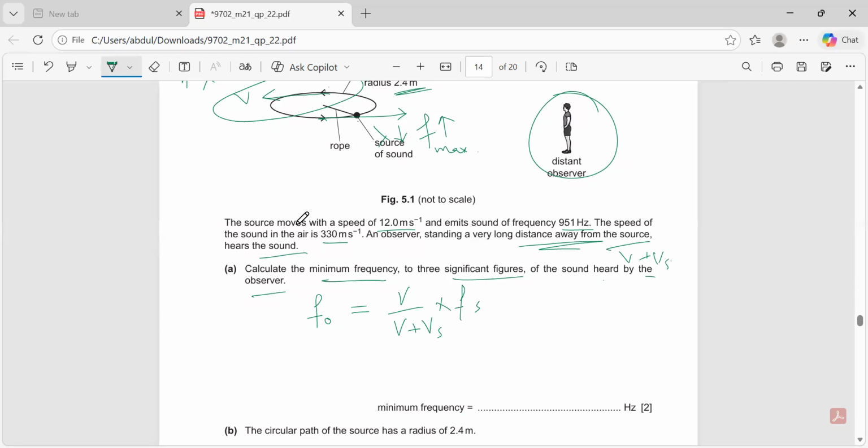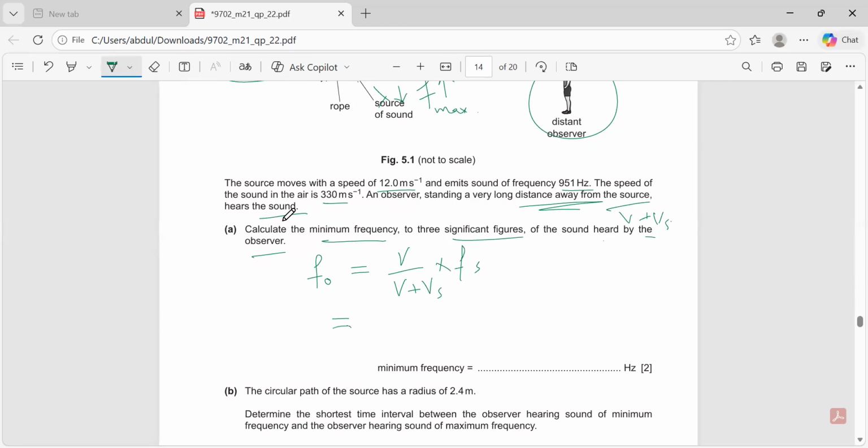So my dear, let's just place the values to get our answer. See here, the speed is 330 for the sound over 330 plus 12, this source, times the frequency 951. As I simplify, the answer is almost 918, and we said the answer should be three significant figures. You only have to decide whether the denominator is v over v plus vs or v over v minus vs. So if it is moving away, plus in the denominator; moving towards, minus in the denominator.